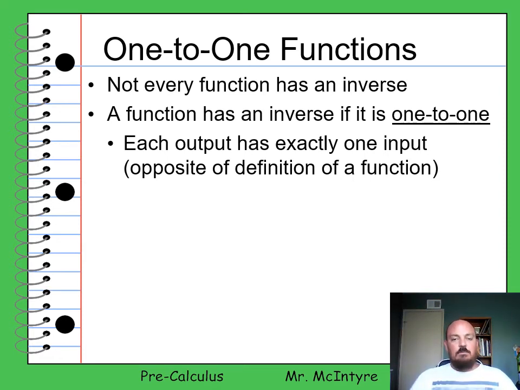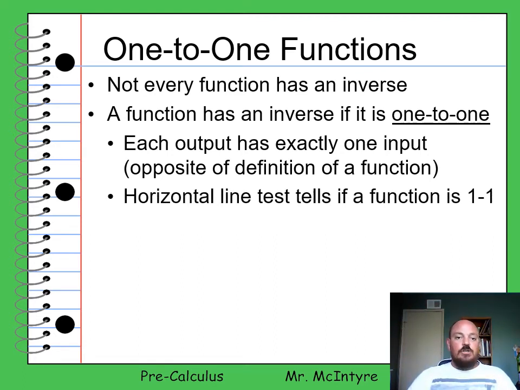And that's where the name comes from. If you think of it as a group of inputs and a group of outputs, each one is matched up with one other thing, period. One input has one output has one input. These two numbers go together and they will never match to anything else. And that's what it means to be one-to-one.